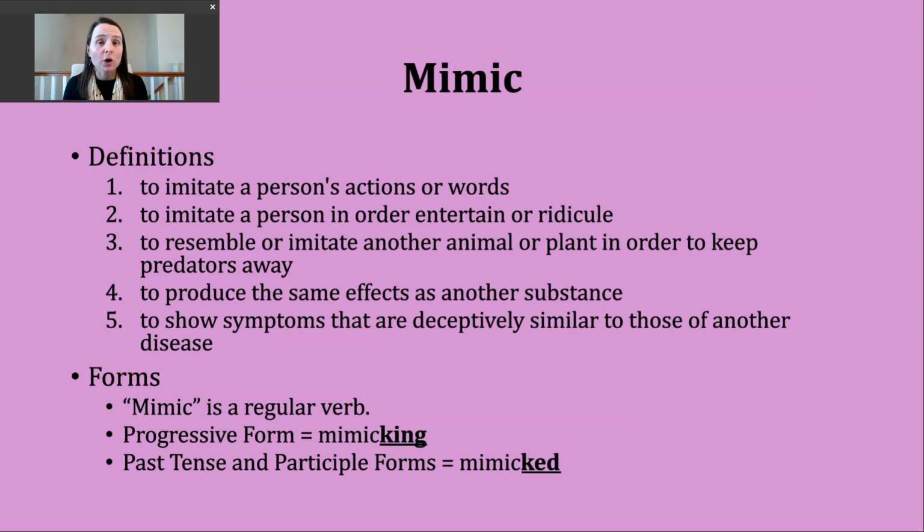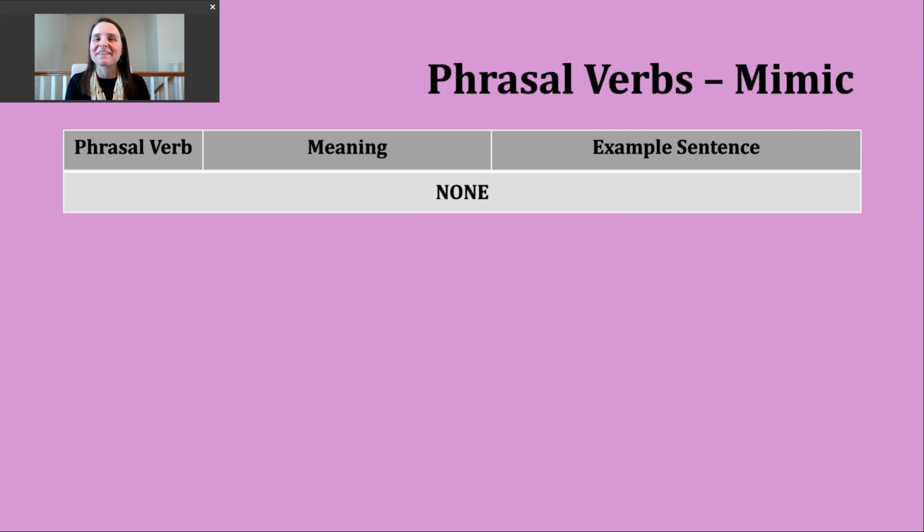The past tense and participle forms are going to follow a similar structure. We're adding a K, then -ed. Okay? Our base verb, mimic, as I said, ends with this K sound. So our past tense ending is going to make a T sound. Mimicked, mimicked. Okay. Now, you'll be happy to know there are no additional phrasal verbs that we need to study that alter the meaning of this particular verb.